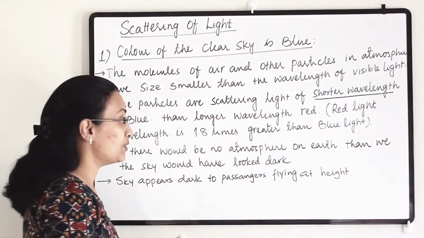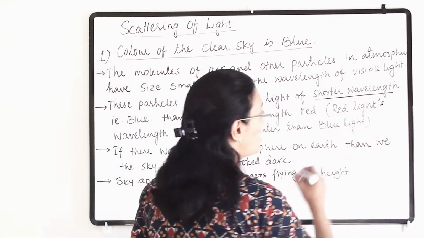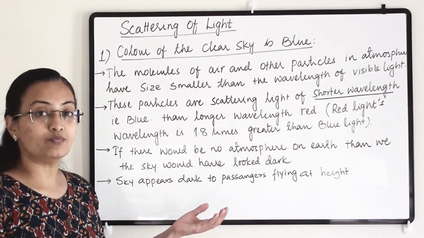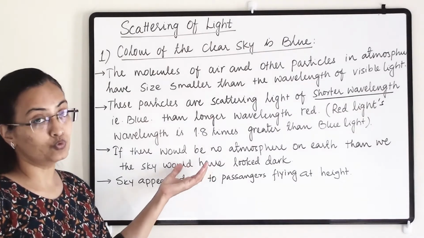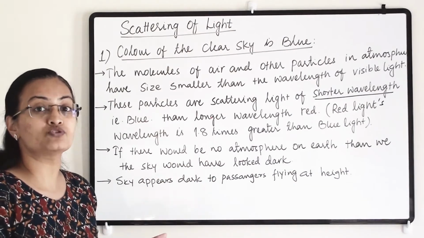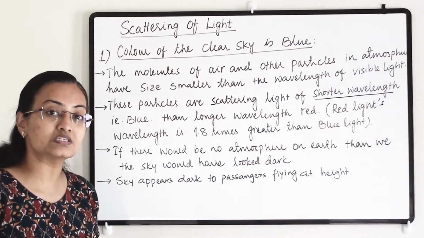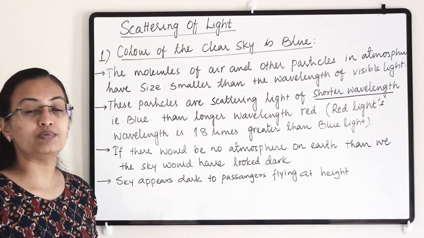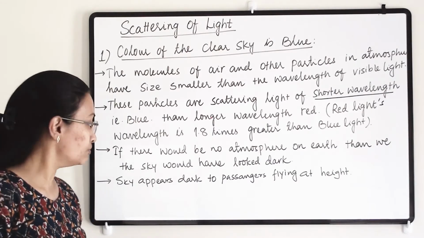So red light's wavelength is more, and that's why the shorter wavelength we are able to see in the sky is blue light. This blue light is scattered by the atmospheric particles and reaches us, and that's why we see the sky as blue.